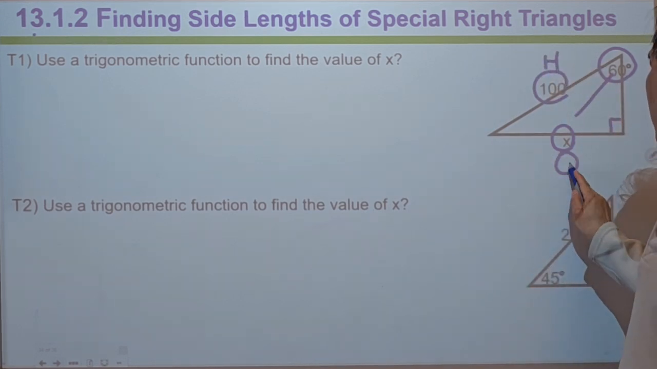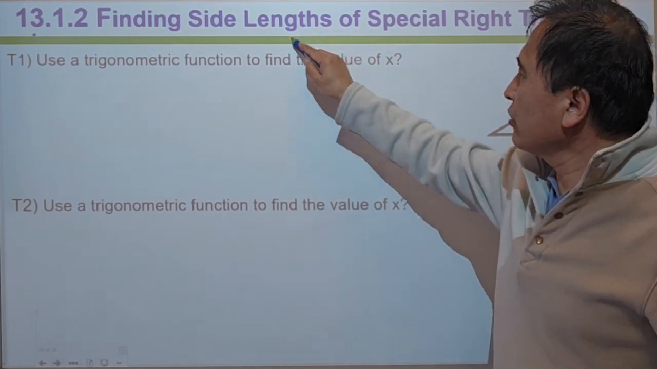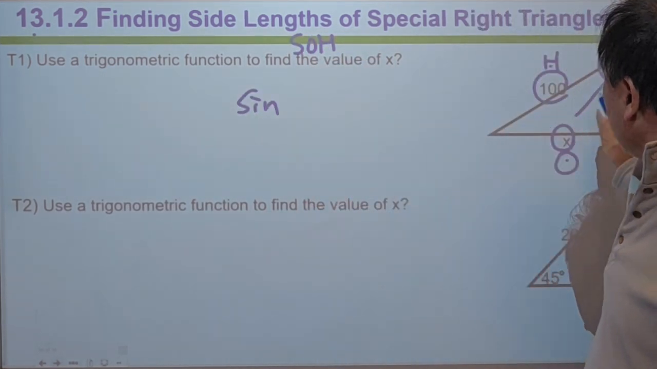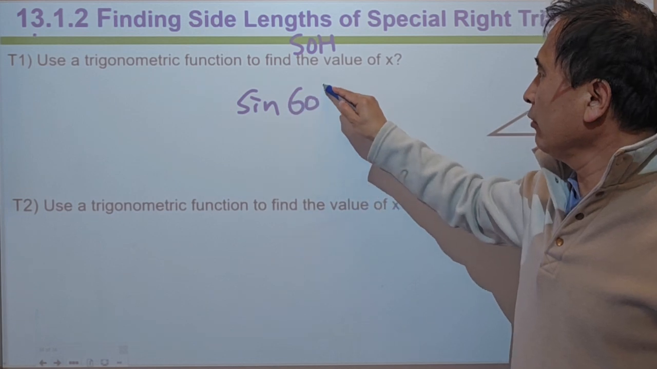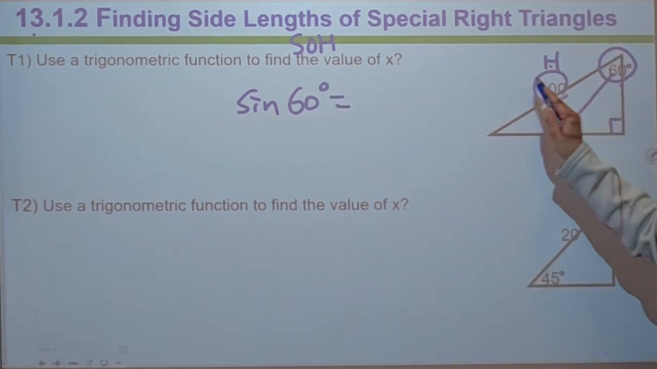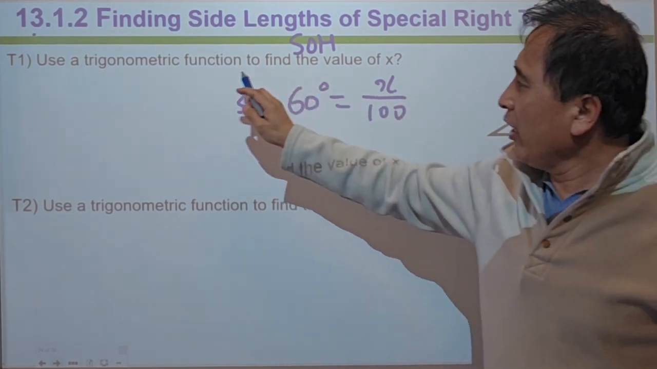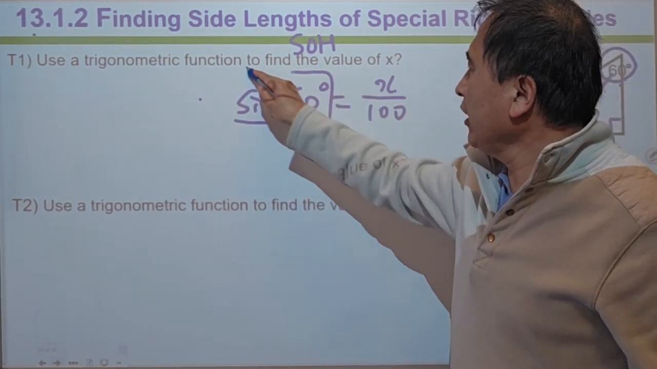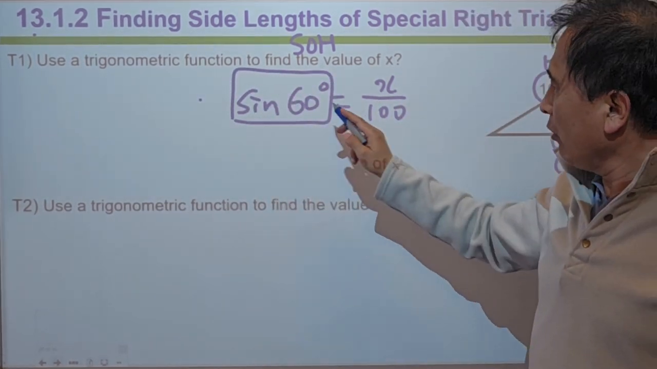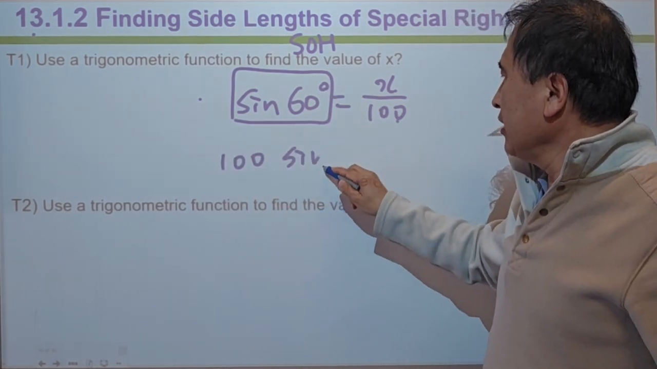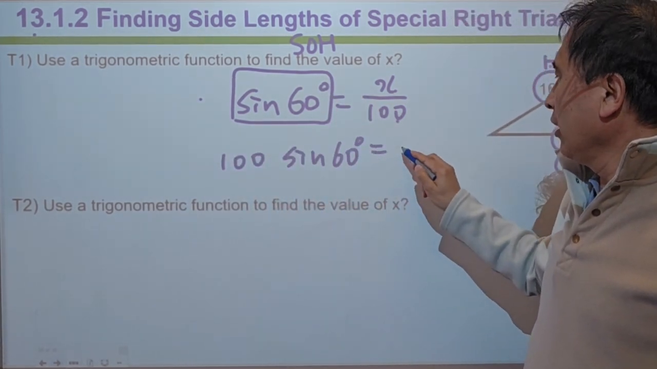Sine, because opposite over hypotenuse, right? So sine 60 degrees equals what? X over 100, right? To find x, we multiply by 100, because sine and cosine go together all the time. So write it: x equals 100 sine 60.